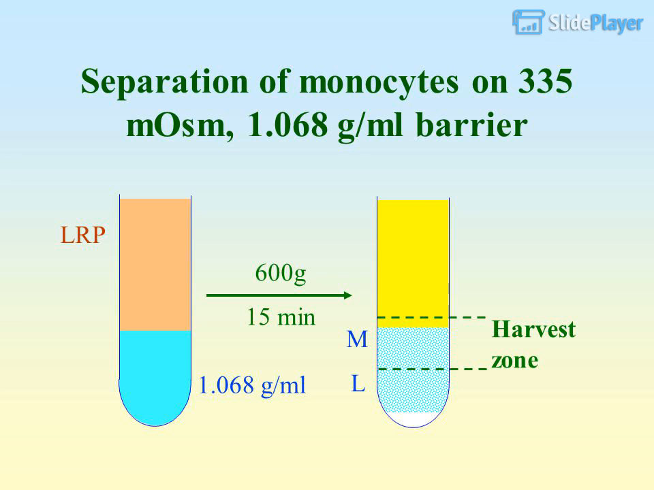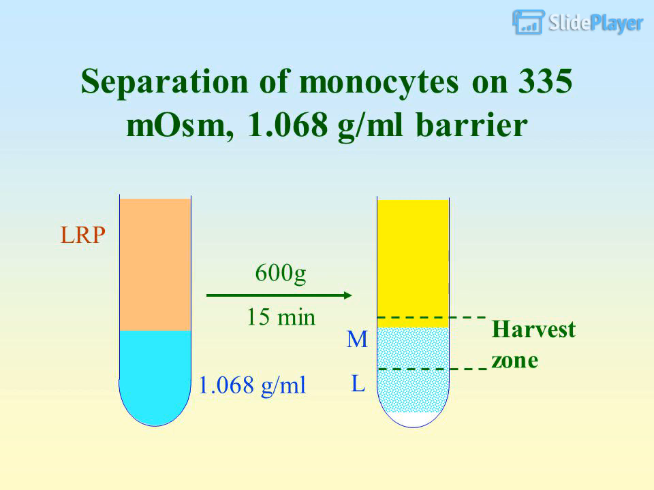LRP. M. L. Harvest zone. 600 grams. 15 minutes. A leukocyte-rich plasma is laid over the medium, 2:1 v/v. After centrifugation, a pellet and a turbid layer between the pellet and the interface are observed. The pellet contains PMNs and lymphocytes. Monocytes are enriched in the top half of the turbid layer, low-density lymphocytes in the bottom half.